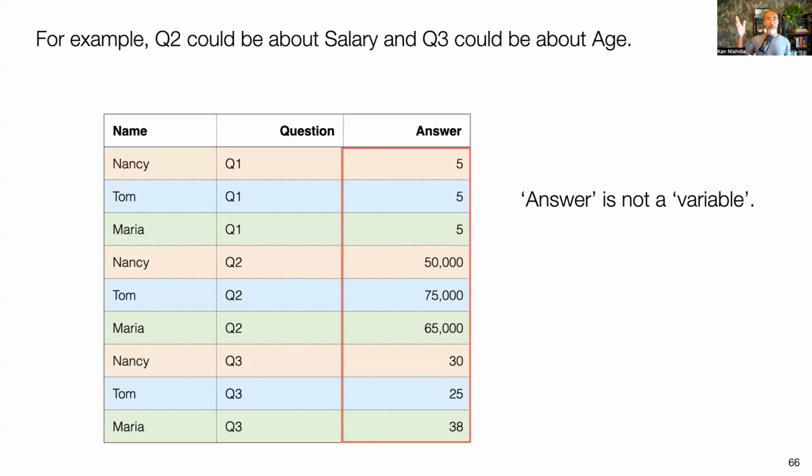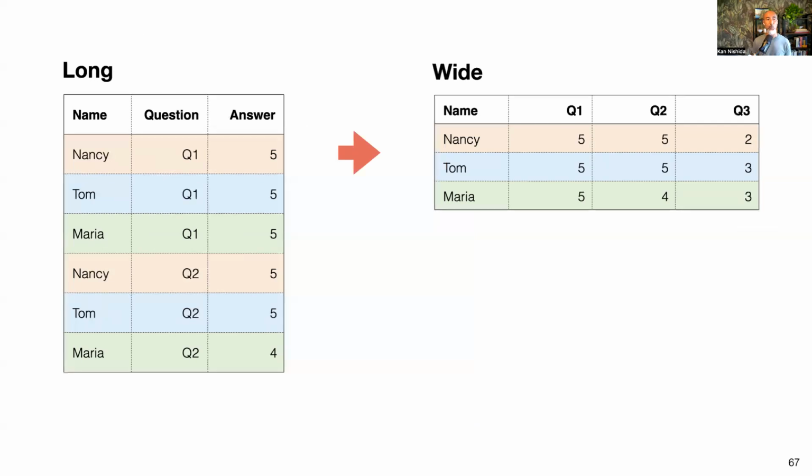So now this violates the rule of tidy. Each column needs to be a variable, not multiple variables. It has to be one variable, right? But this answer column is not really representing one particular variable. So this is where you want to make this long data into wide data, so that each question is presented as a column.